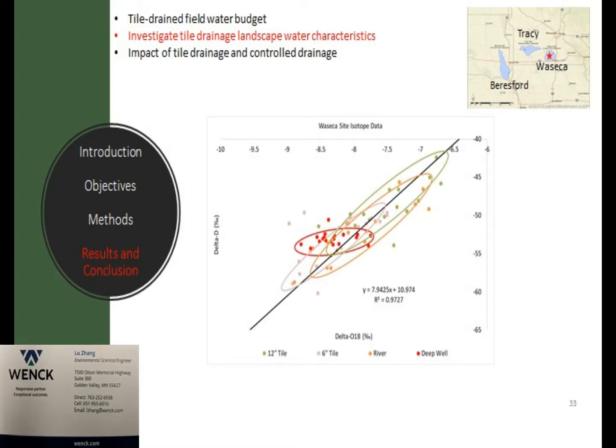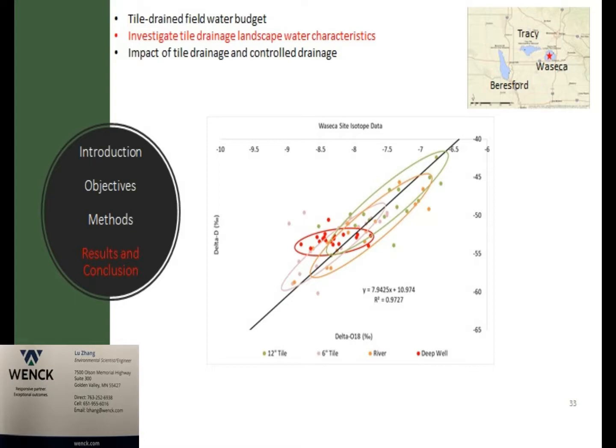So here's a pointer and it'll scatter as a little circle around it. The light green one is a 12-inch tile. It's a contour grain tile. The 6-inch that we suspect is groundwater is a little light pink. The river crosses forward. It's the orange, and deep well is the deep red circle.